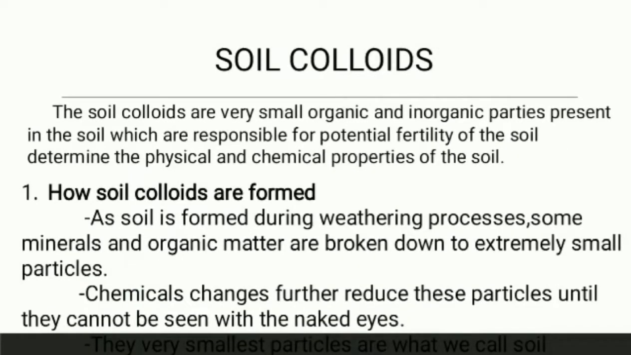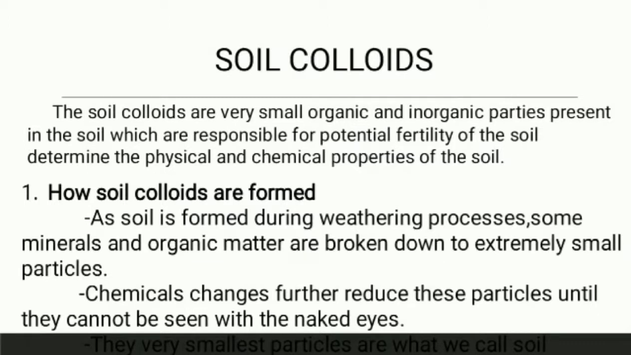Soil colloids. How are soil colloids formed? There is a constant process of exchange going on, with cations attached to the surface of the clay or humus particle being released into the soil solution, where they can then be taken up by the plant root. New cations then become attached to the colloid.